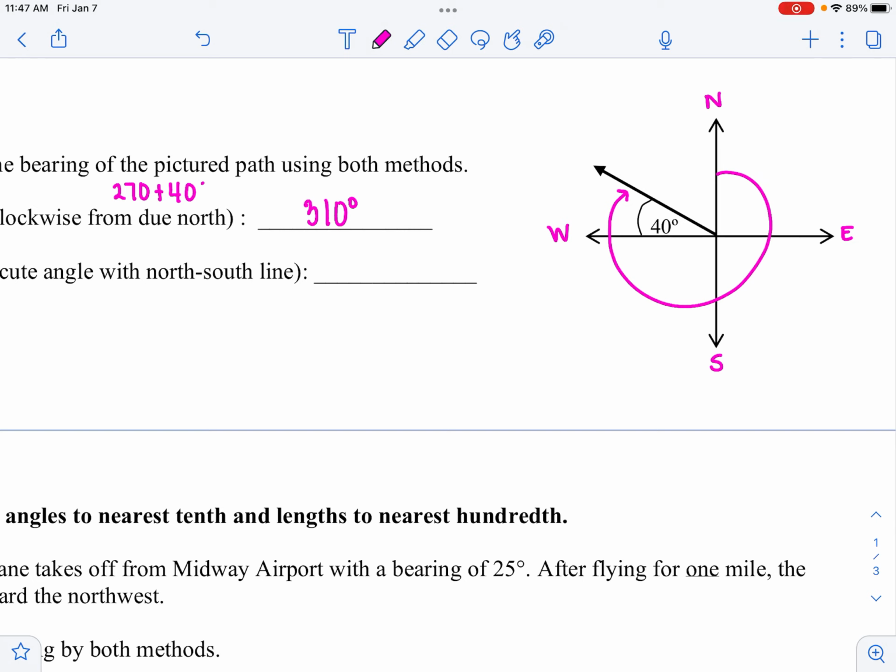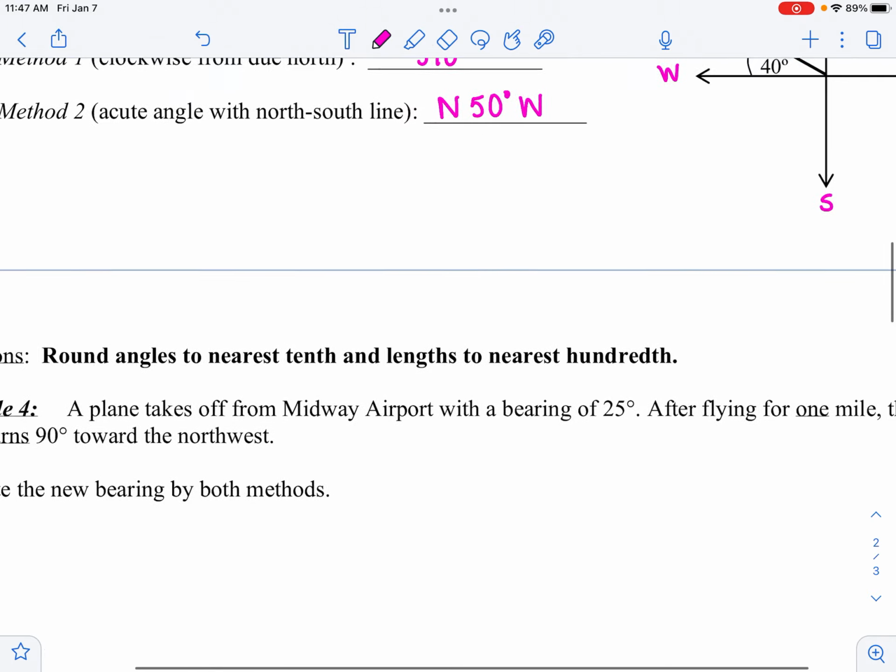All right, now I want to do it from the other method. And I have to say, okay, let me get rid of this right here. Which one is it closer to, north or south? It's closer to north. And then I have to go this direction to get there, so that's towards the west. And then you know how many degrees this is. This has got to be 50 degrees right here to make 90. So north, 50 degrees west.